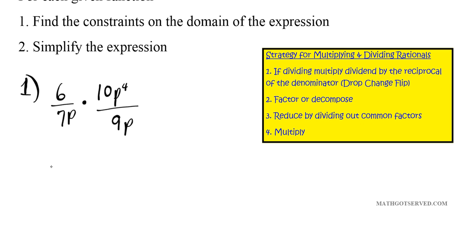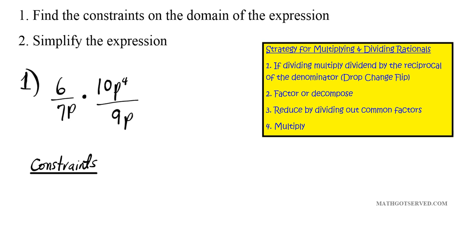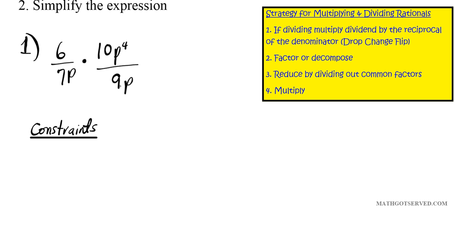The first task is to find the constraints. So constraints are the values of the variable that will result in an undefined output for the expression. So what causes a rational expression to have an undefined output? It is when the denominator attains a value of 0. So what we're going to do here is set both denominators to 0 since they have a variable term associated with them. So 7p cannot be 0, and 9p cannot be 0 also.